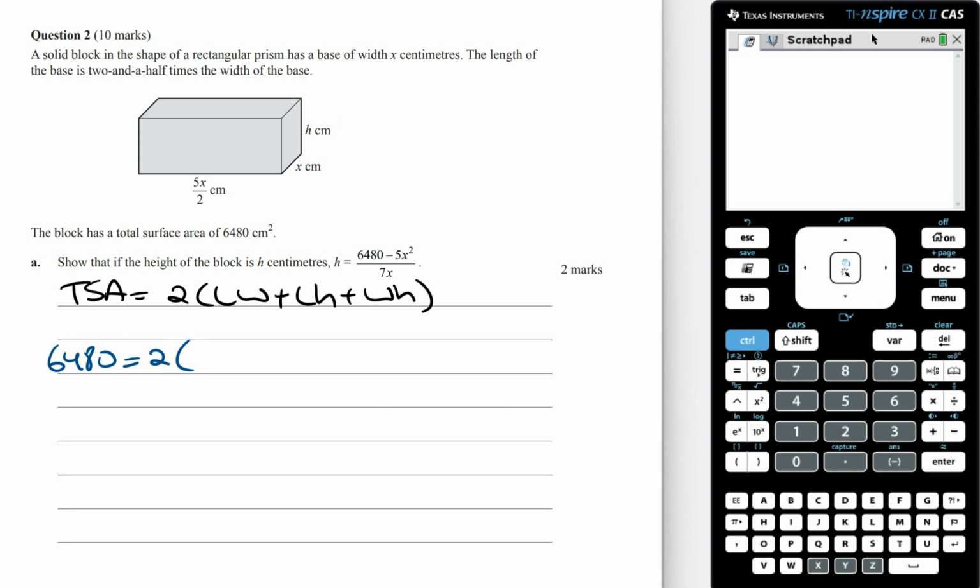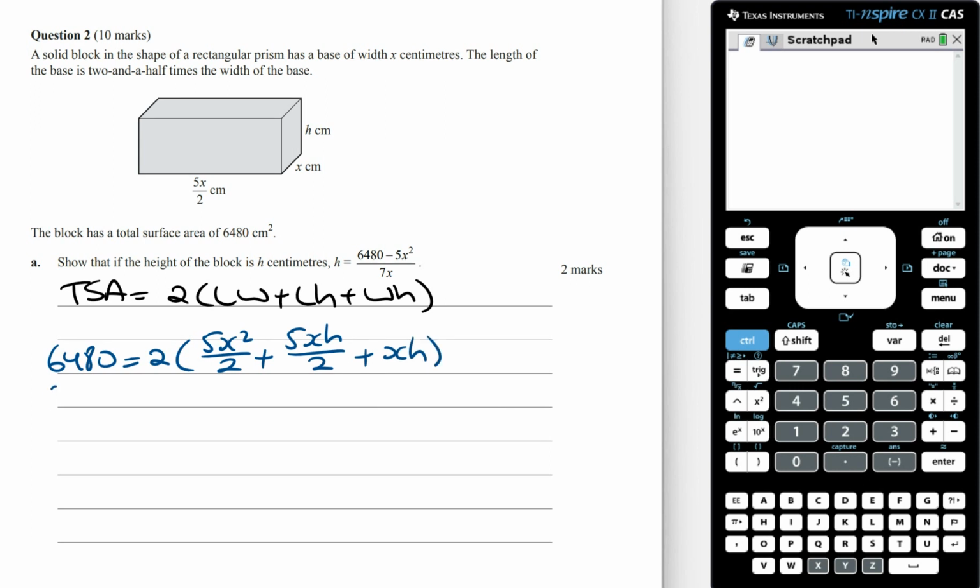and then from here what we need to do is sub in the length, the width and the height in terms of x and h. And so the length times the width is going to be 5x squared on 2, and then plus the length times the height is going to be 5xh on 2, plus, and then the width times the height is going to be x times h.